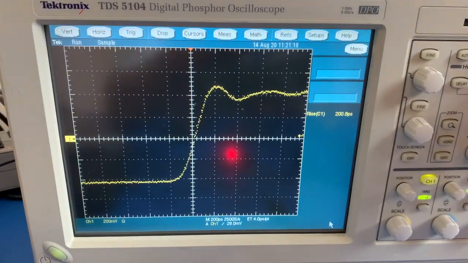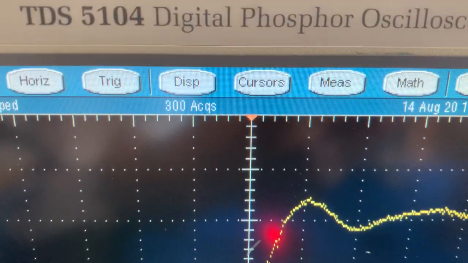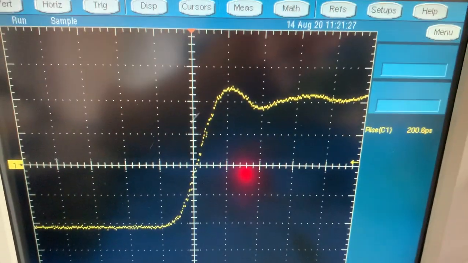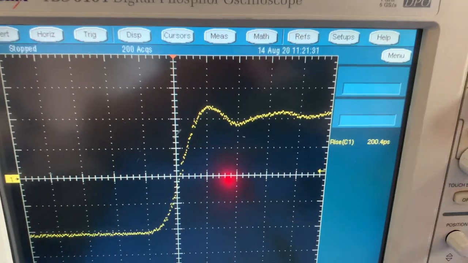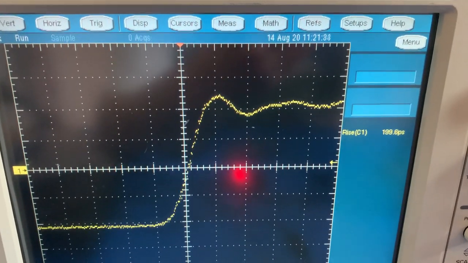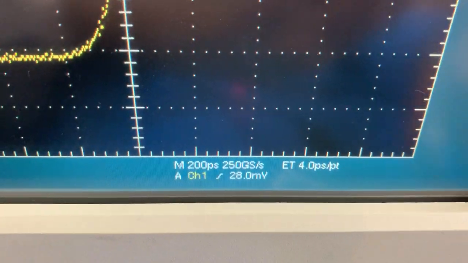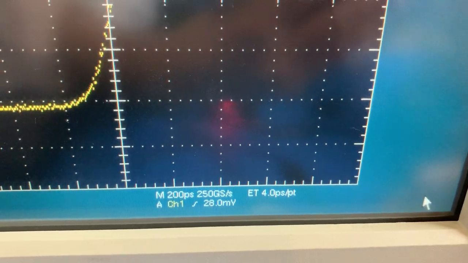And if I single shot this, you can see that it's doing several acquisitions, 300 acquisitions. Let me do another single shot, 200 acquisitions. So it's doing multiple acquisitions, randomly filling in this curve. And this only works for repetitive signals. You can single shot these and it'll fill in a lot of dots. And the scope claims, when it's doing this, that it's 250 gigasamples per second of equivalent time sampling.